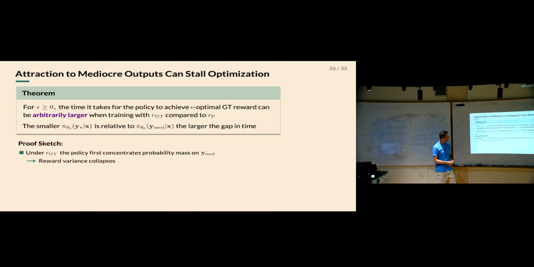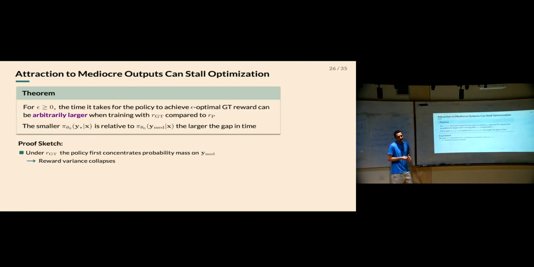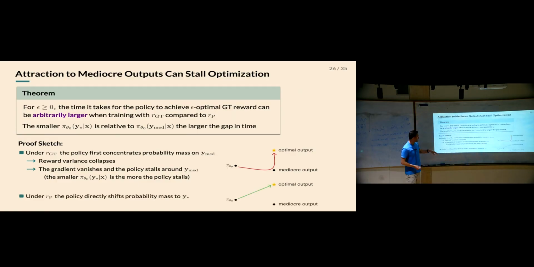And what happens then is that the reward variance collapses, right? If the policy is near deterministic, then it doesn't matter even what your reward function is at this point. The reward variance will always be near 0. And as you might recall from the first part of the talk, when this happens, the gradient vanishes and you stop. Okay, so what you have in this trajectory is that you first go towards the mediocre output, get stuck here, and then eventually you escape and you can converge. On the other hand, if you use the proxy reward function, which eliminates in some sense this mediocre output, you just directly go to the optimal output.